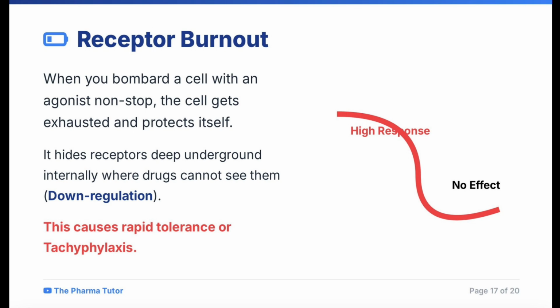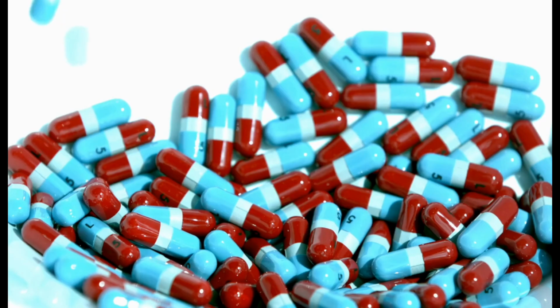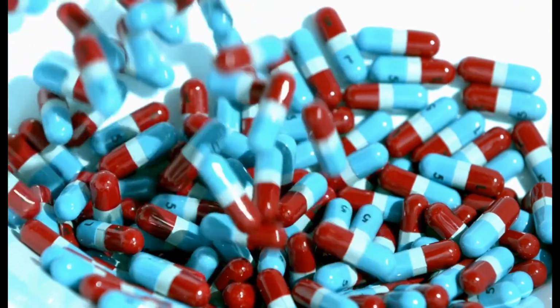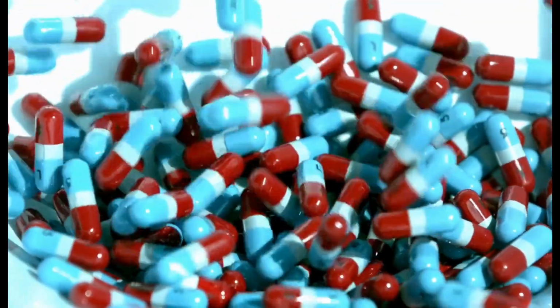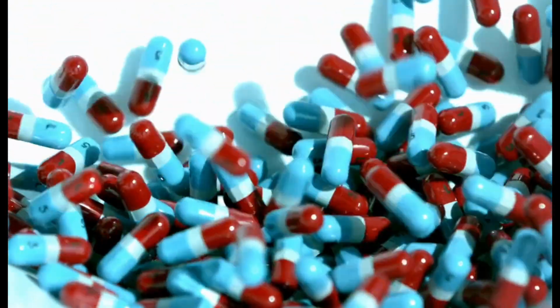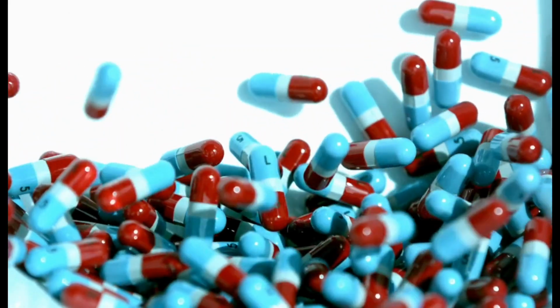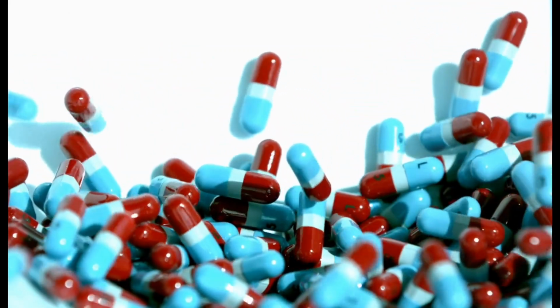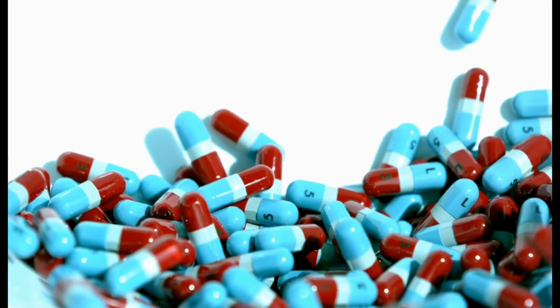Second messengers such as cyclic AMP and calcium ions help transmit signals from receptors to target cells and amplify drug effects. Drugs can also produce adverse effects including side effects, toxicity, allergic reactions, and teratogenic effects.